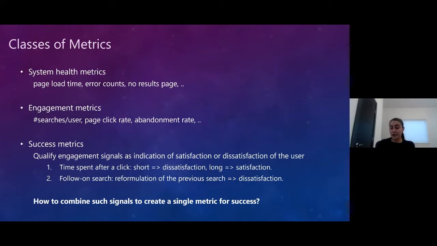So for example, the time you spend after a click, if it's a short time, in the search world, it actually reflects dissatisfaction. Whereas if it's a longer time, then it reflects satisfaction. Let's say you do a follow-on search. If you reformulate the previous search, one example would be you search for Pizza Hut, but then the next thing the user searches for is Pizza Hut Seattle. This tells us that the user was looking for a specific location and did not find it. So this is what we call the reformulation of the previous search or the reformulation of the intent, and that's usually associated with dissatisfaction.